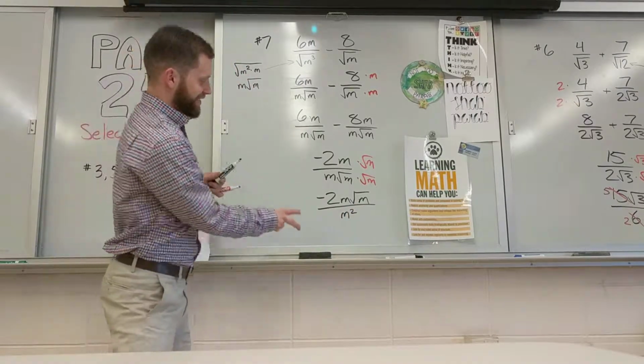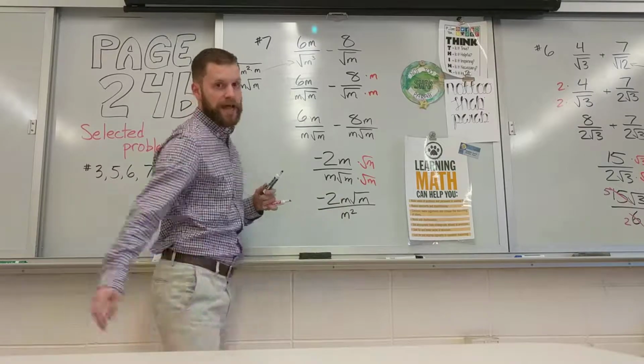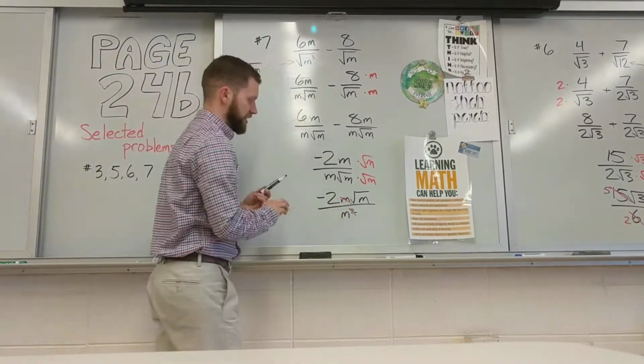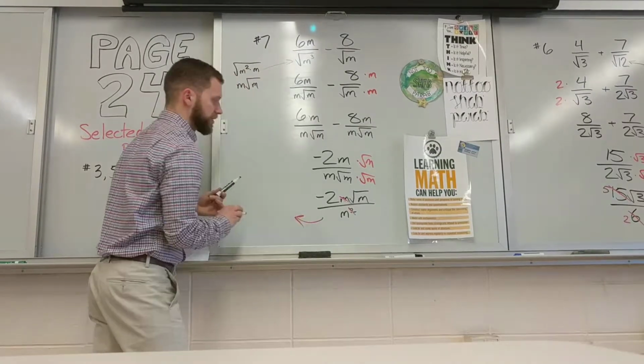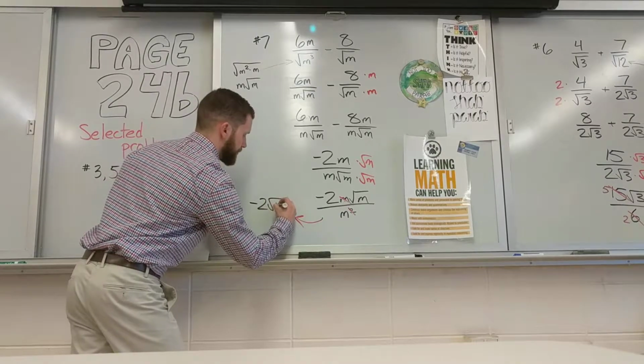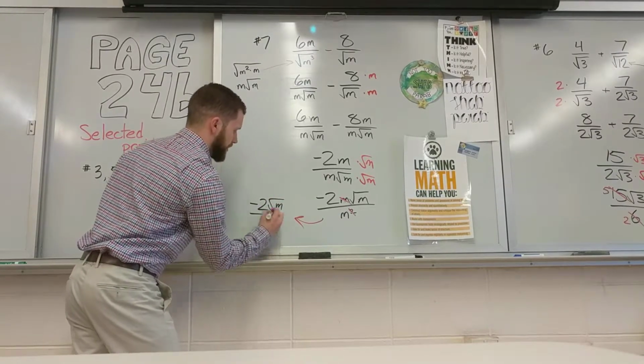Now, last thing, we see right here we have an m on both the numerator and denominator. We can simplify that, okay? So this will cross out, and our final answer, I'll write it right here, is negative 2 root m over m.